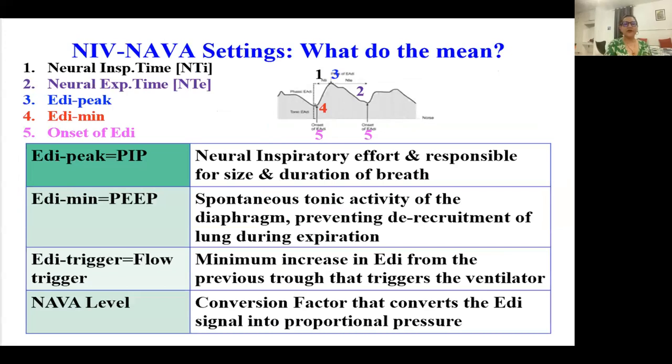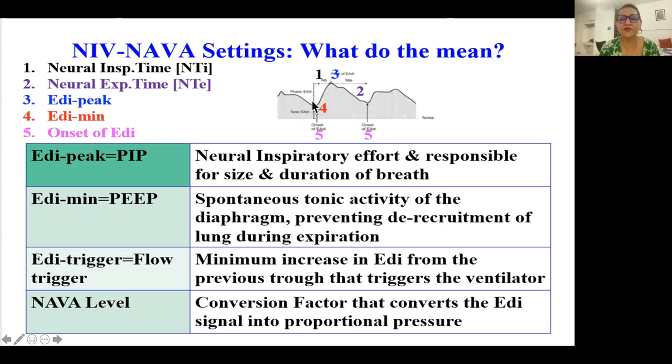So now, NAVA setting, how do we do it? If you see, there is a trigger. This is the onset of the neural inspiratory EDI when the trigger would happen, and there will be an EDI minimum, and this is the EDI peak. Till it reduces to 70% of the peak EDI, the inspiration will continue.